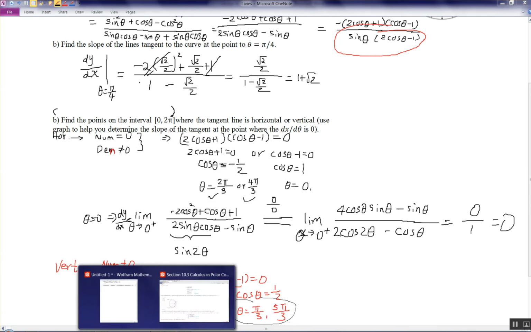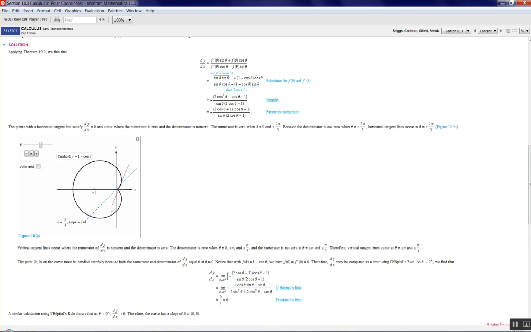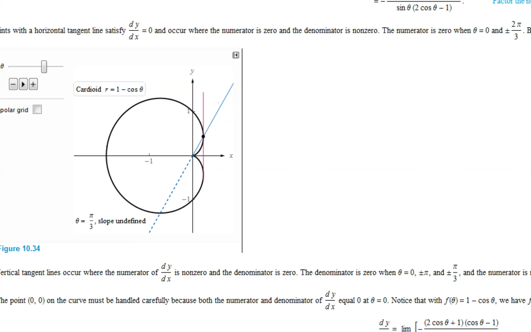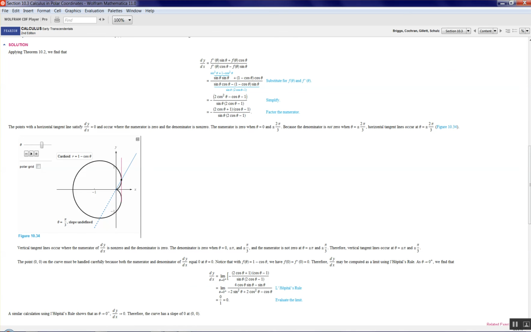Now let's check out the graph. Theta is pi over 3, which is 60 degrees. So it looks like 60 degrees. Let's move this to, okay, right here. So this angle is 60 degrees, which is pi over 3, and we do see that the tangent line is vertical. So we found them all. So this is part problem number 1.